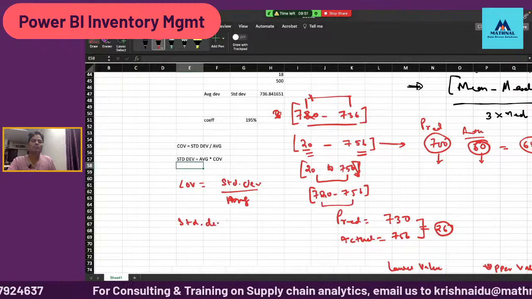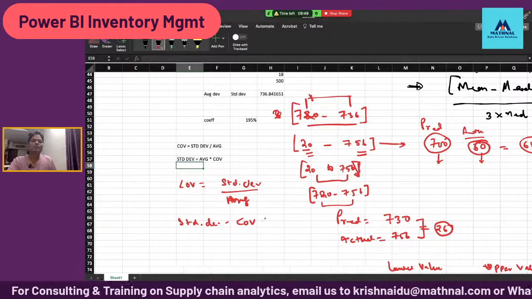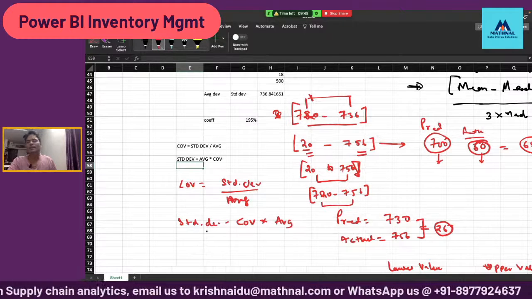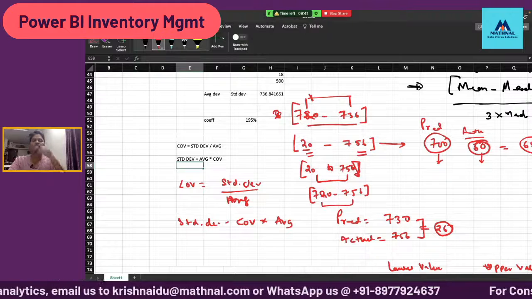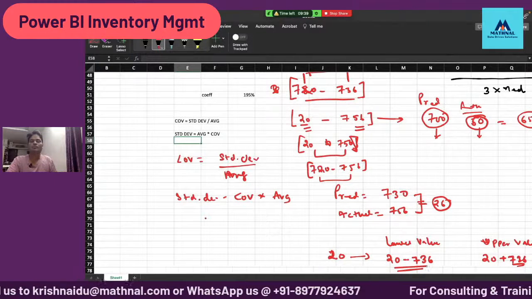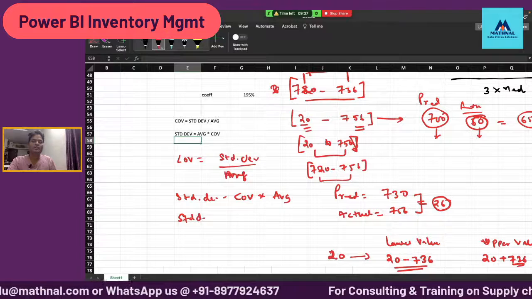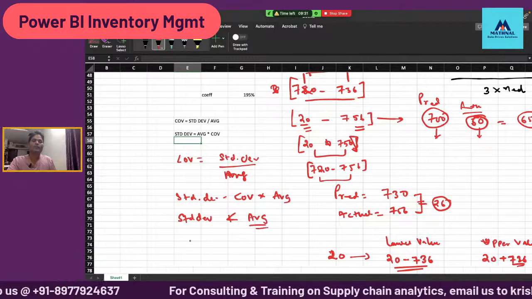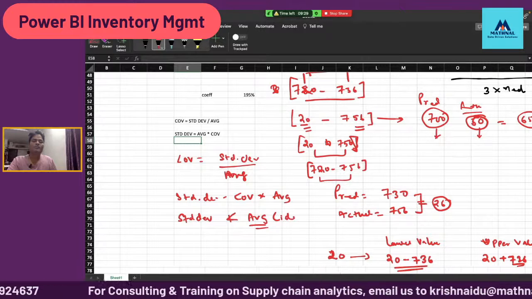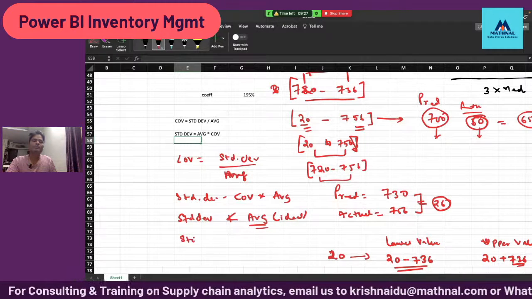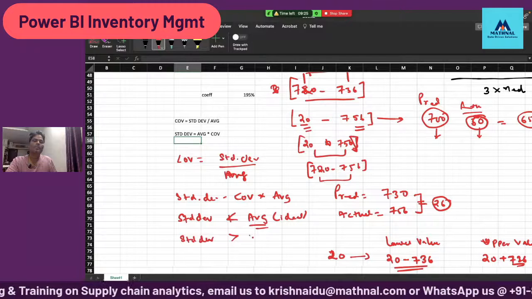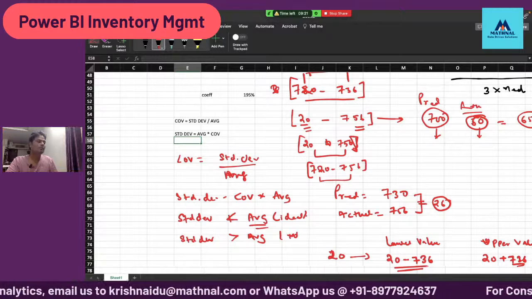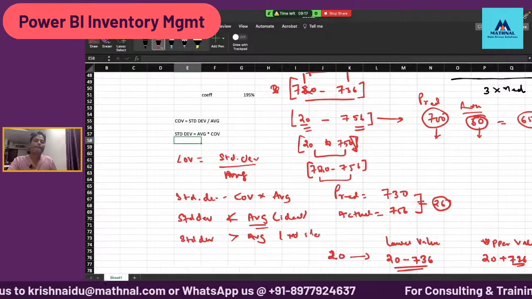So it should be coefficient into standard deviation. Oh, yeah, sorry. Coefficient into average. Okay, so what I want is ideally the standard deviation to be smaller than the average. We want standard deviation to be smaller than average. This is an ideal scenario. And if the standard deviation is more than average, this is not an ideal scenario. The coefficient, what does it indicate here, sir?